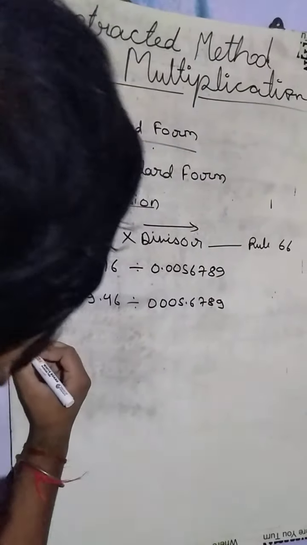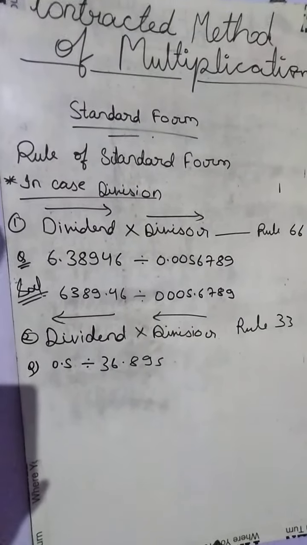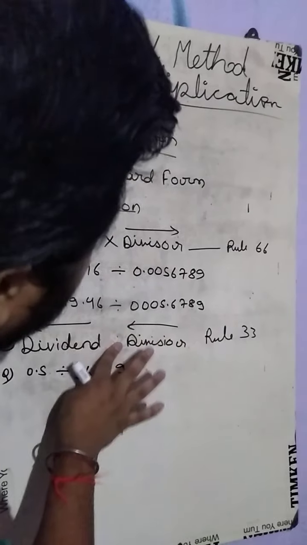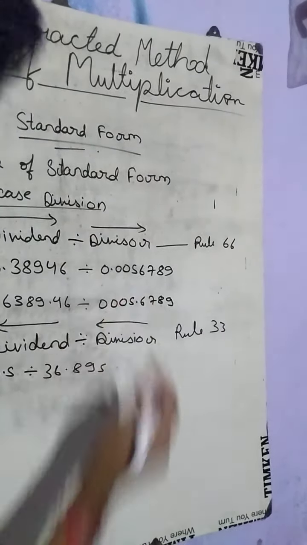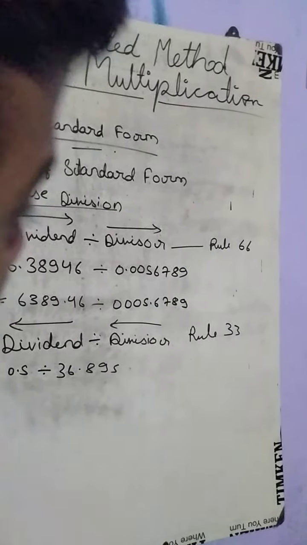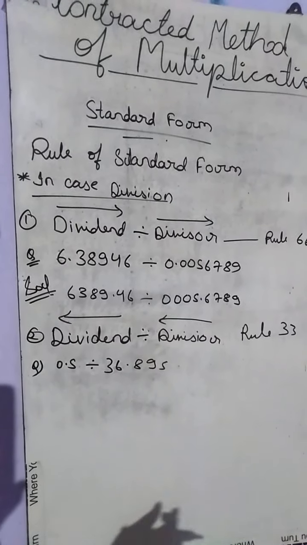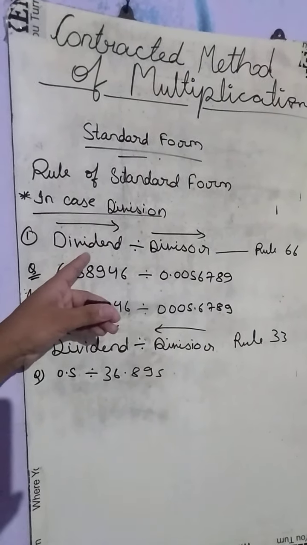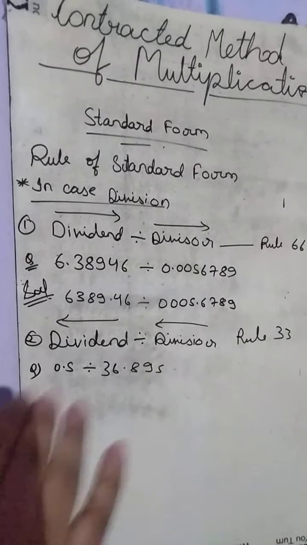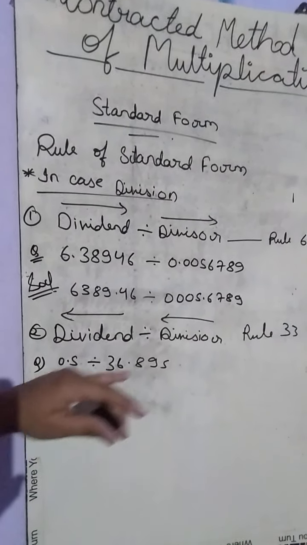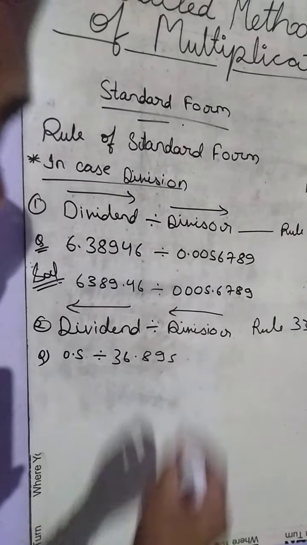So now in the second case, dividend and divisor. This is rule 33. In this case, both dividend and divisor are increasing. In the first case, we noticed that dividend and divisor were both decreasing, but in this case dividend and divisor are both increasing. So first we'll focus on the divisor.